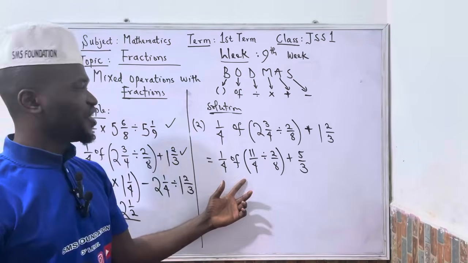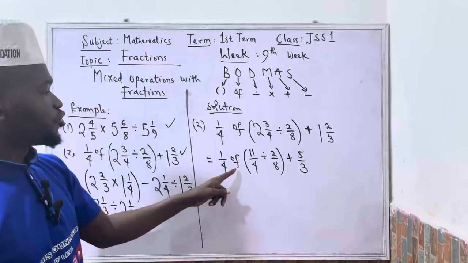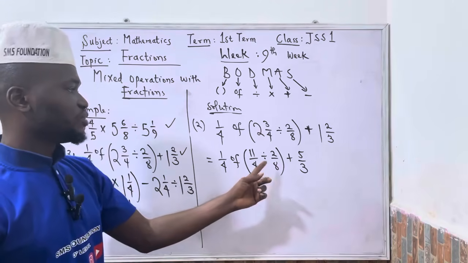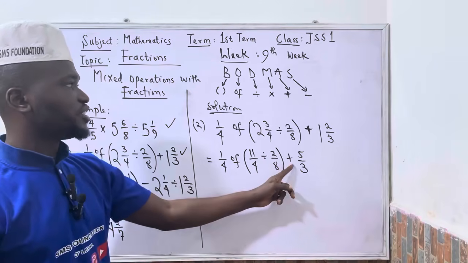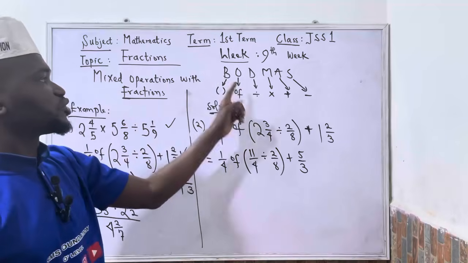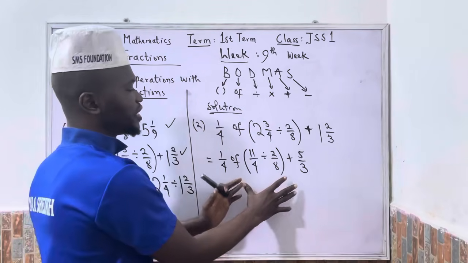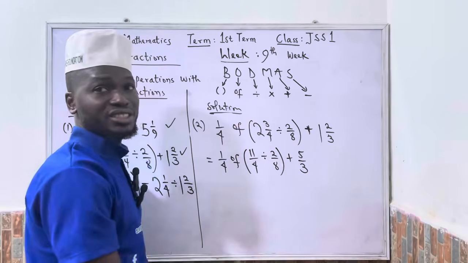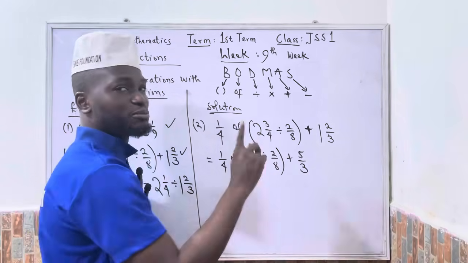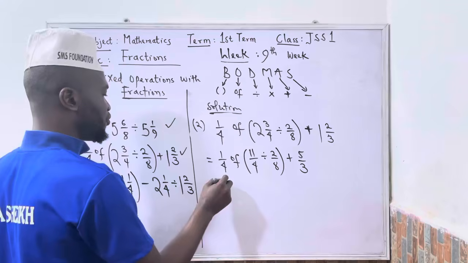So what's coming first between, okay, we have of, we have bracket, we have division in the bracket, we have addition. What must come first between all of this? So you see, bracket must always come first. That means I have to deal with the bracket first. Whatever is inside the bracket must be solved first. So let's go first with that.